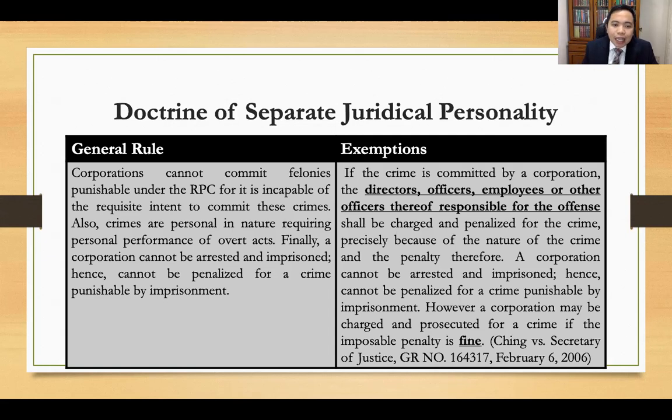E-X-C-E-P-T-I-O-N-S. Exceptions. Now, the exception to this general rule is that if the crime is committed by the corporation, sino ang magiging criminally liable? Class, yung director or yung corporate officer, yung president, yung CEO, employee, or officers responsible for the offense. For example, class, merong falsification na nakomit ang isang corporation, sino ang pwedeng kasuhan sa corporation? Yung pumirma doon sa board resolution or yung pumirma doon sa kontrata. Kasi siya ang responsible person or responsible officer of the corporation. Sa kanyang act yun. No? So, pwede mo siyang idemanda actually, class.